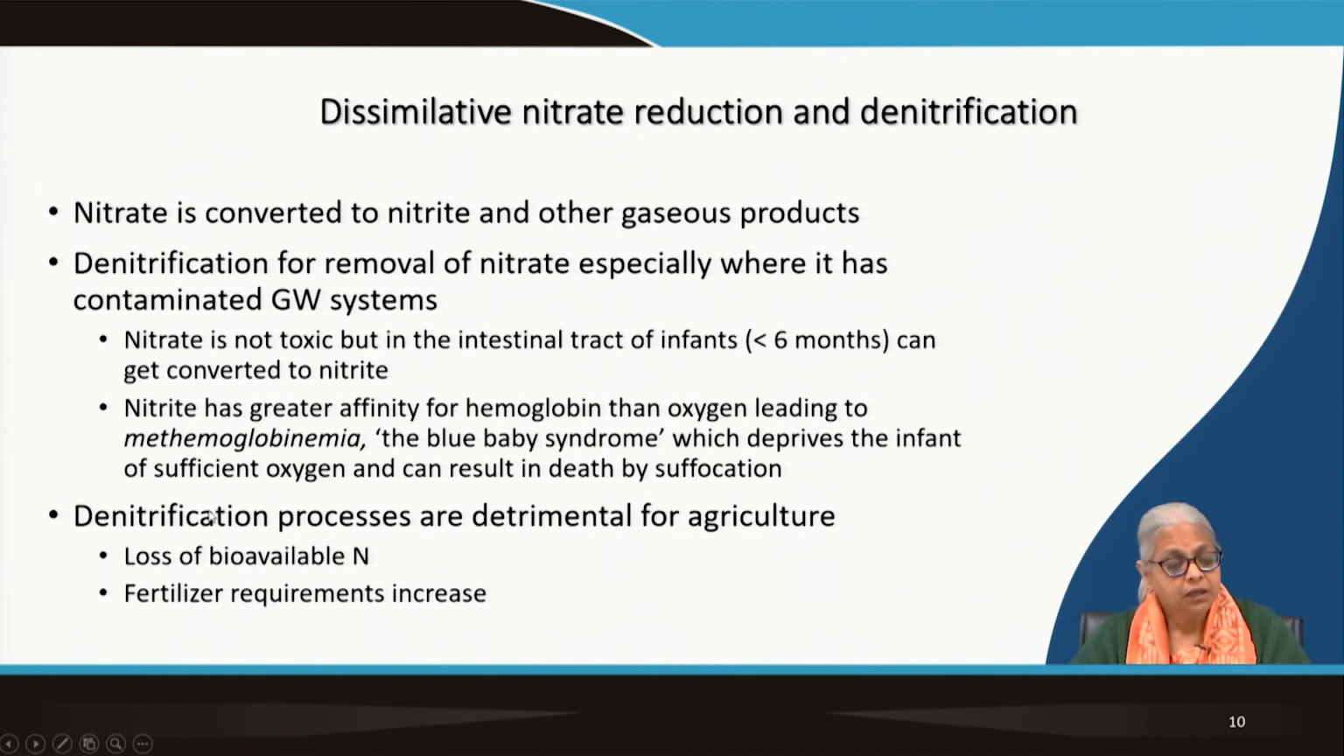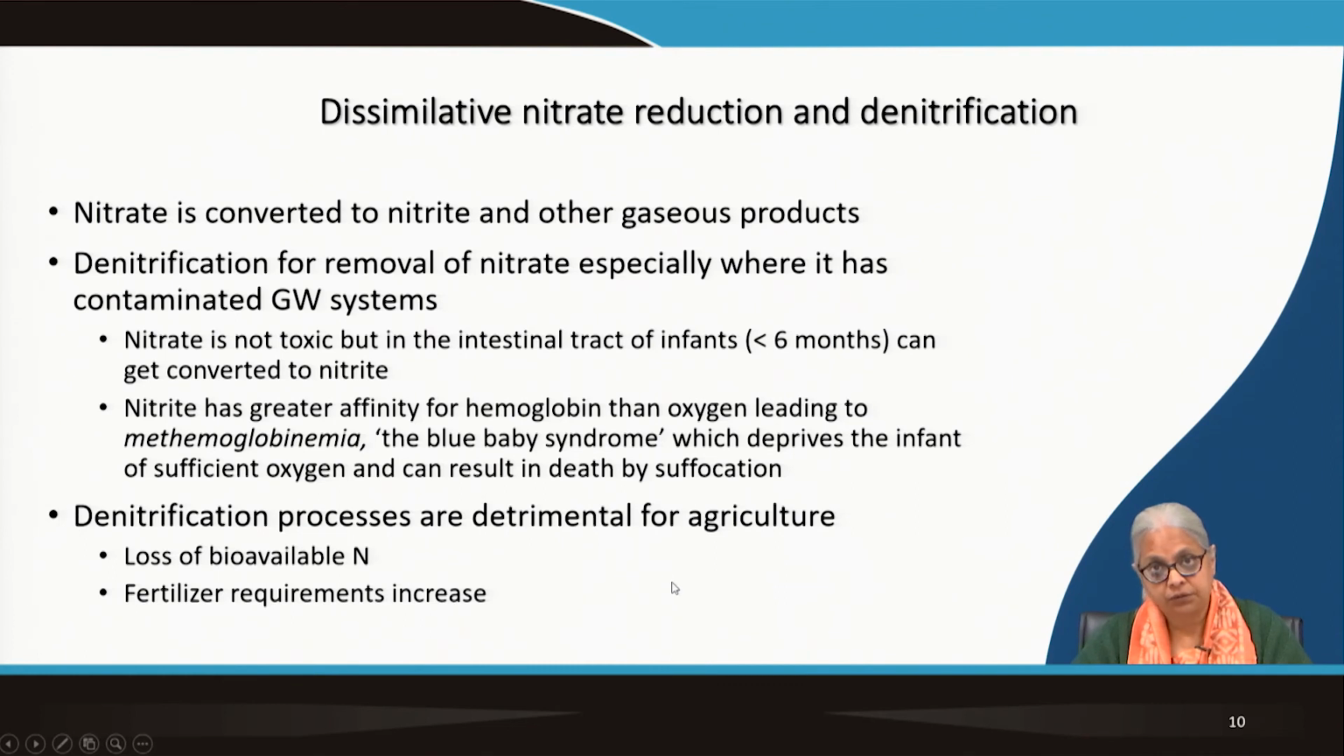So these children do not have the crucial enzyme that is required for preventing this reaction, and because of the higher affinity of nitrite to hemoglobin, it results in what is called methemoglobinemia, or the blue baby syndrome, and this causes the child to suffer from a lack of oxygen, and it can cause death by suffocation.